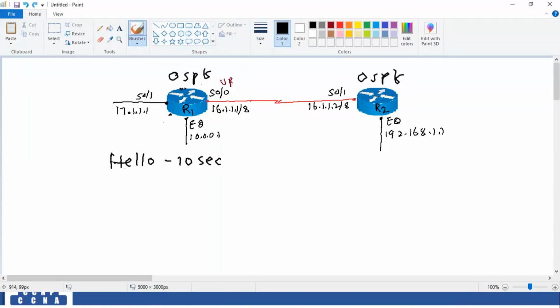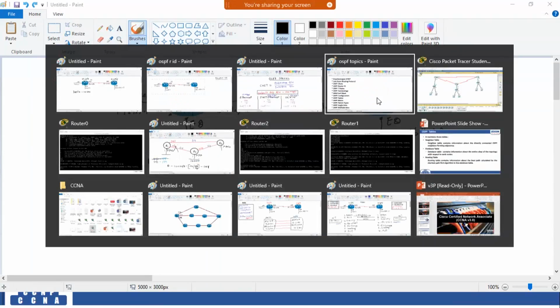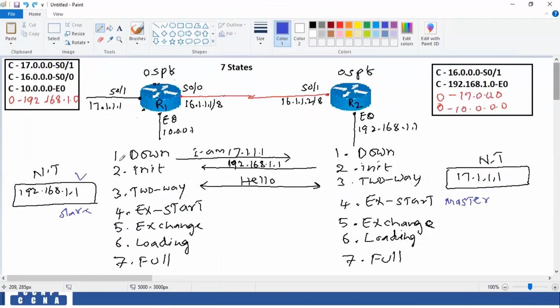Once the neighbor is established, what is the next process? A two-way neighbor is formed, R1 and R2 become neighbors. Next, which router has to give the first update, so master and slave are decided. Then they start to exchange information. What do they exchange? The database.